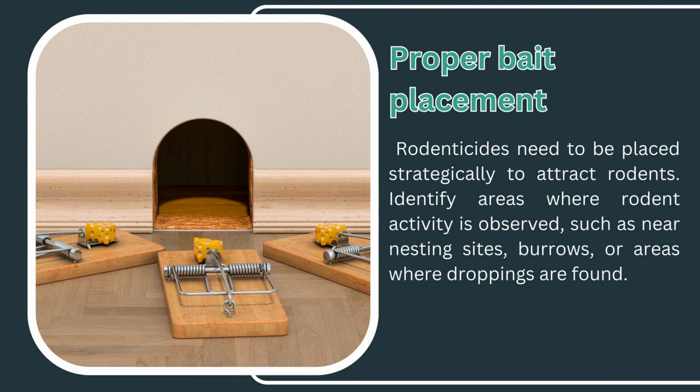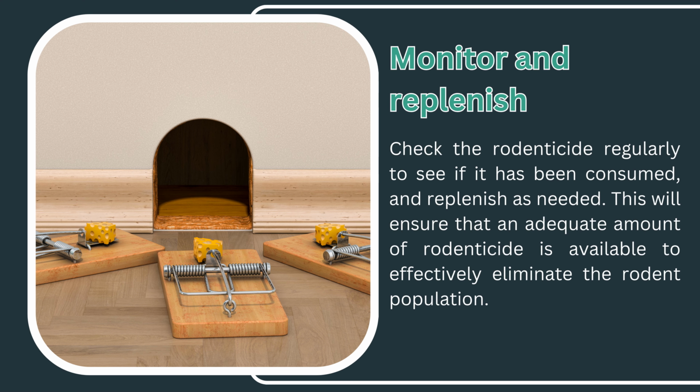Next is proper bait placement. Rodenticides need to be placed strategically to attract rodents. Identify areas where rodent activity is observed, such as near nesting sites, burrows, or areas where droppings are found. Next is monitor and replenish. Check the rodenticide regularly to see if it has been consumed and replenish as needed. This will ensure that an adequate amount of rodenticide is available to effectively eliminate the rodent population.